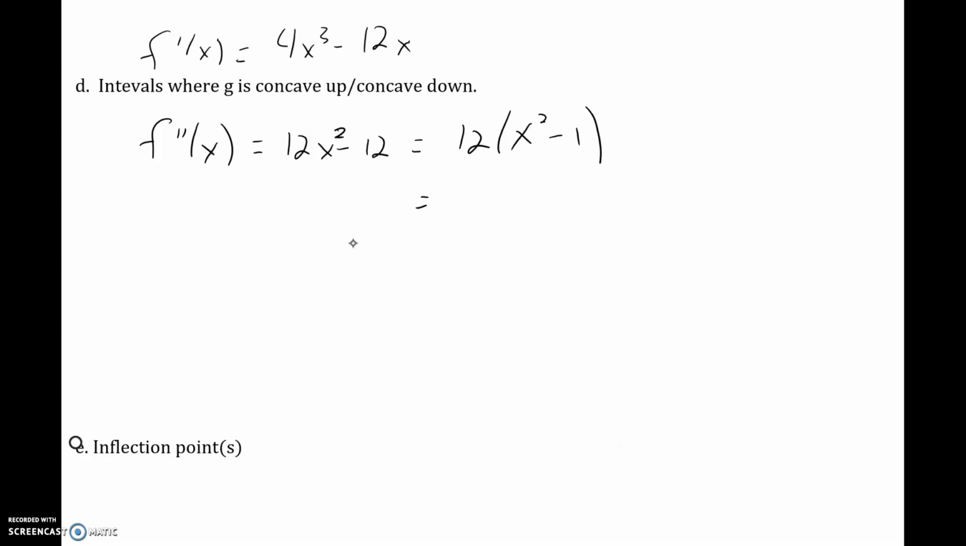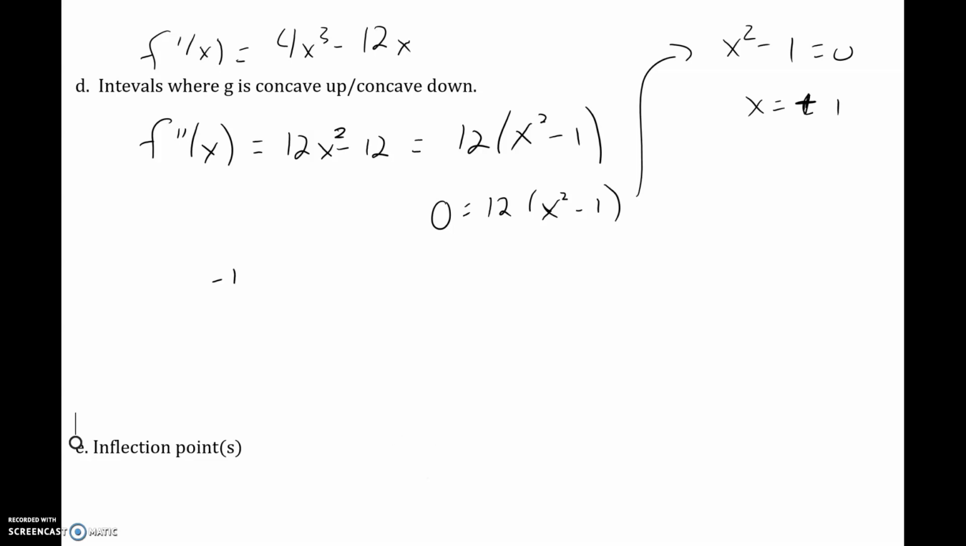If I set my second derivative to 0, I have potential inflection points. So set to 0, and that leads me to two solutions, x equals plus or minus 1. All right, and then I'm going to do the same thing all over again: break up my real number line, or the domain of my function, in this case all real numbers.